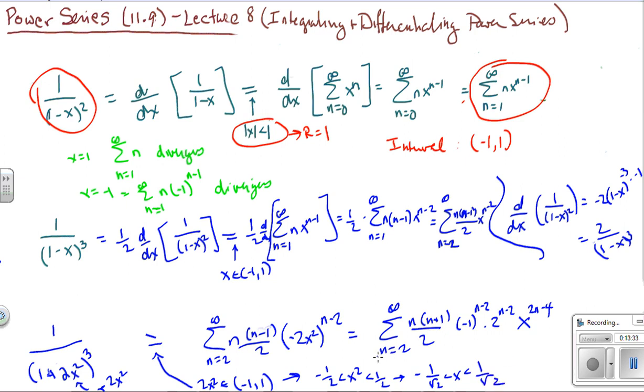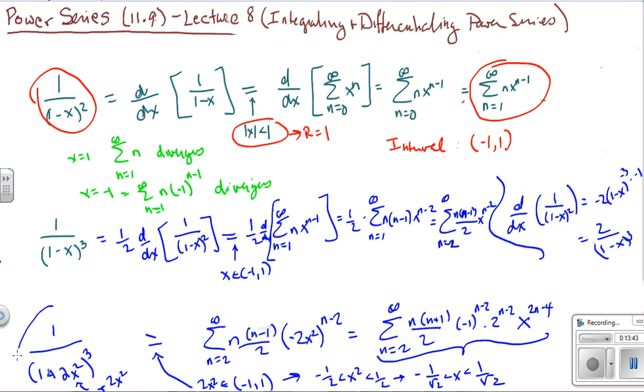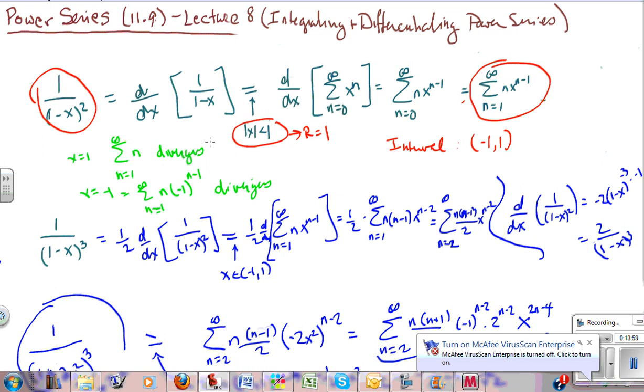And this is a power series expansion for this particular thing, as long as x is between these two endpoints. So the idea is once you get something like this, you can expand on it. So actually, I'm going to do a couple more examples in another video.